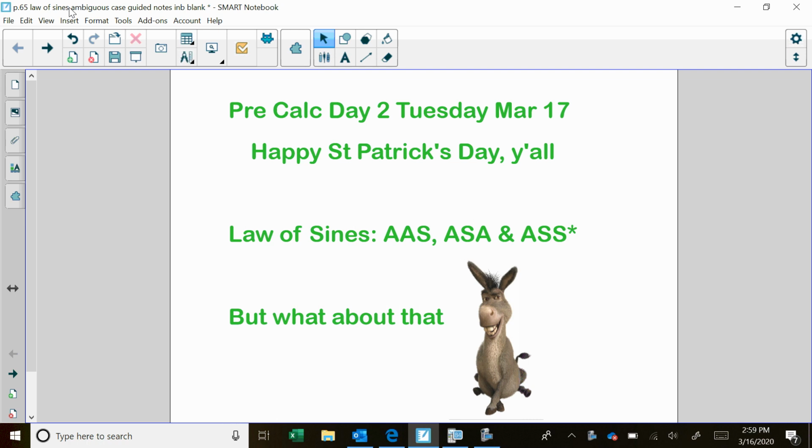So I hope you all had a chance to look at the Law of Sines on Monday. Law of Sines is a way for us to continue to work on triangles with trigonometry. But as we saw yesterday, it only works for certain types of triangles: angle, angle, side, angle, and so we said we'd work on the ASS one today. So today we get to see what's going on with that donkey triangle.